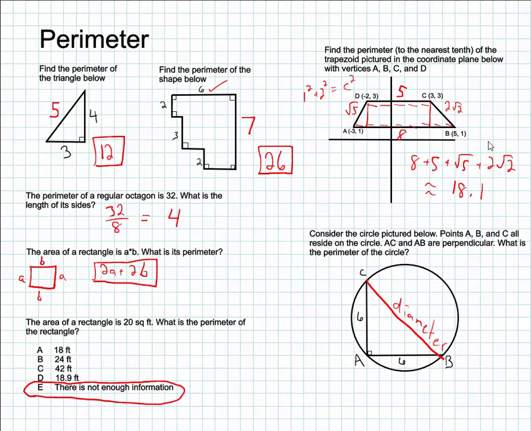So let's use the Pythagorean theorem. We have 6 squared plus 6 squared equals c squared, so your diameter is going to be 6 square root of 2. Now we just need to plug 6 square root of 2 into the formula for perimeter, which is pi times diameter. So we have 6 pi root 2 as our answer.